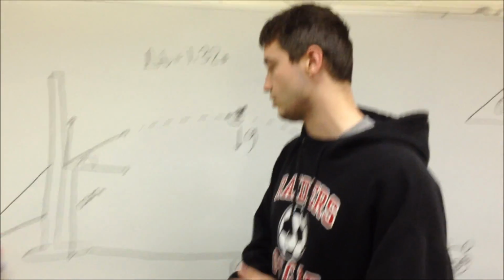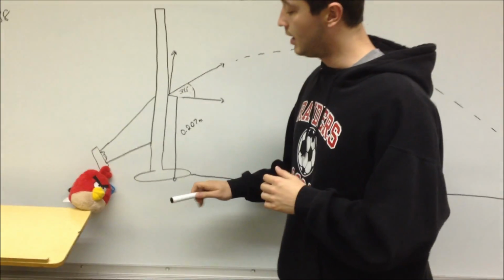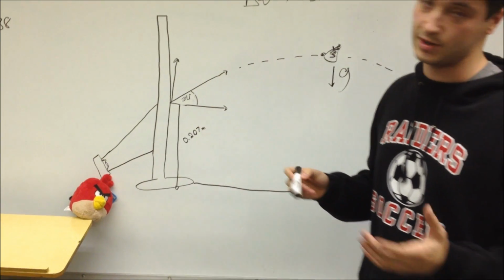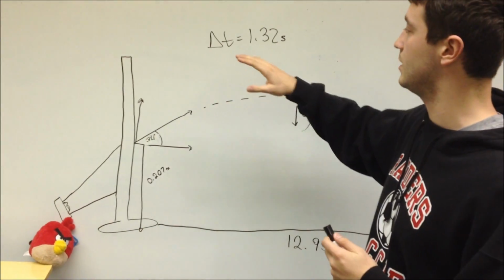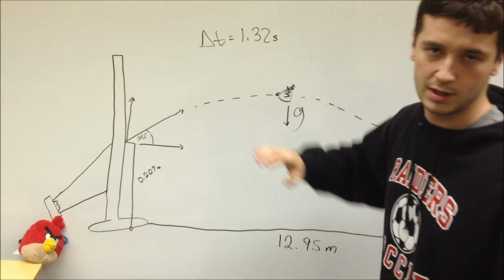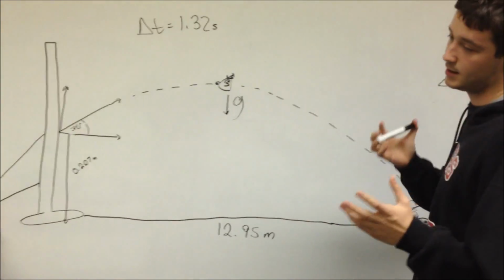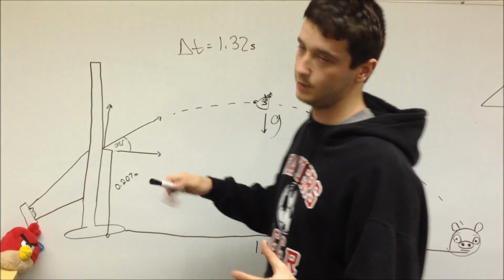Now, in order to calculate everything, first we had to measure out the distance from our experimental setup to the pig, which was about 12.95 meters. Then we measured the height from the ground to the projectile launcher, which was about 0.207 meters, and we also took about 5 trials to determine the average time it takes for the bird to hit the pig, which is about 1.32 seconds every single time. That's about the average. So in order to determine the initial velocity, which is what we're looking for, we first had to determine the initial launch angle.